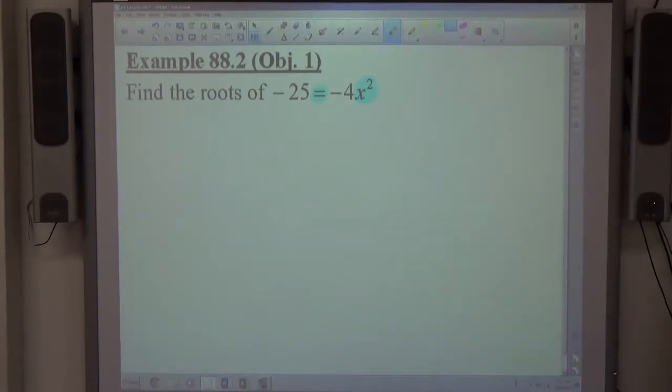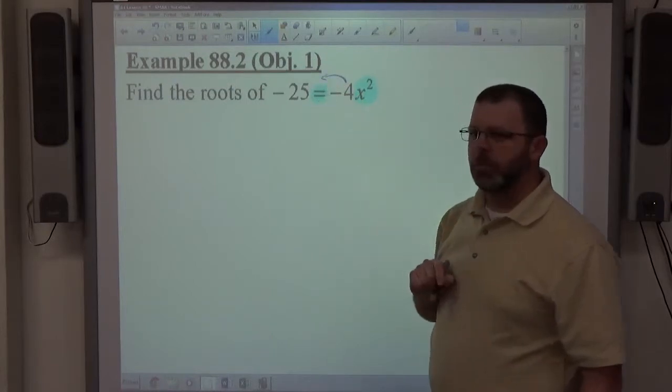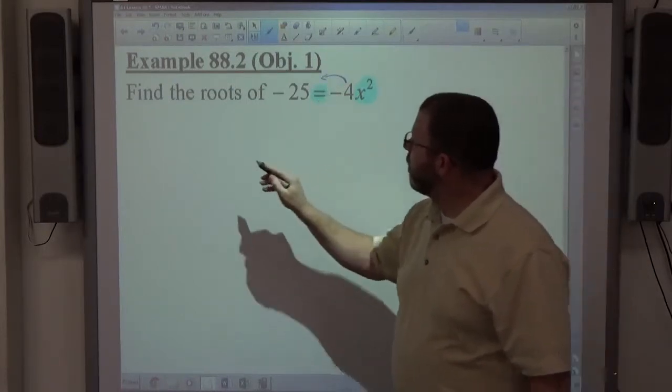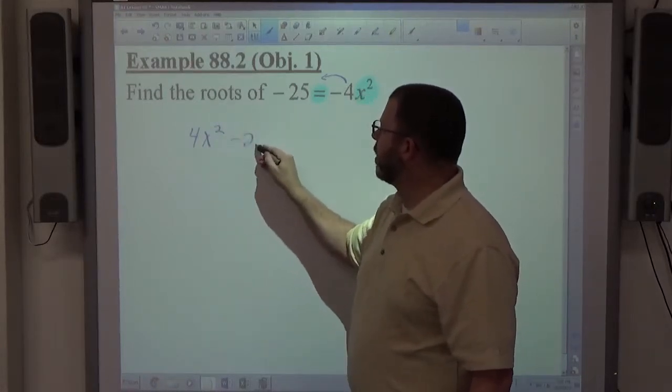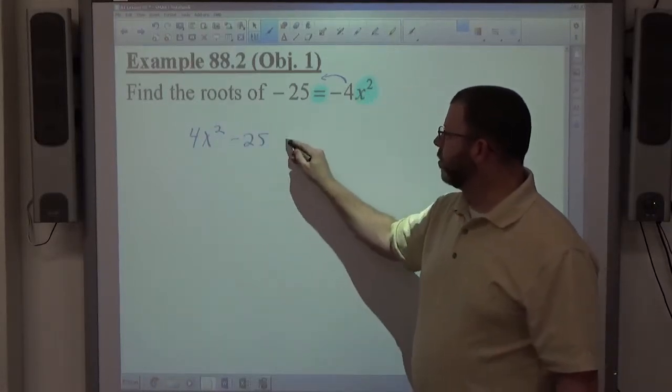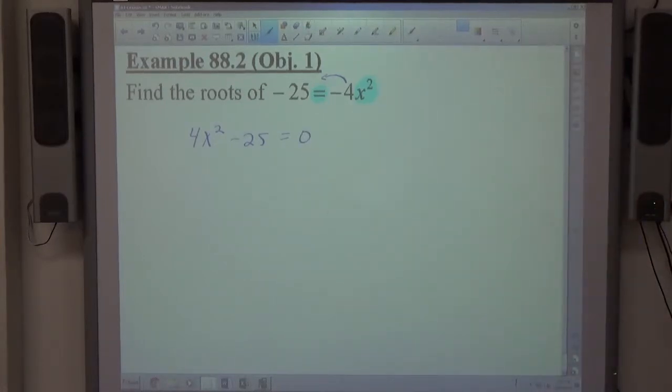So first thing I want to do is get the x squared and the number equal to 0, and I want x squared to be positive. So this time moving negative 4x squared over to the left-hand side would make that happen. So positive 4x squared, because it moved across the equal sign, minus 25, because it stays right where it's at, equals 0. And priority 1 every time, descending order equal to 0.